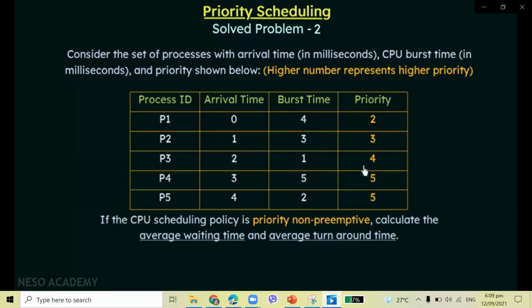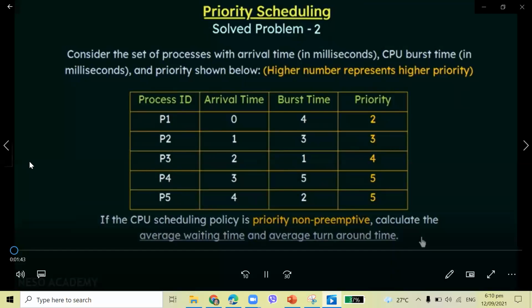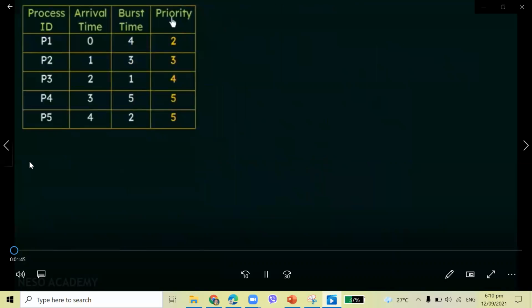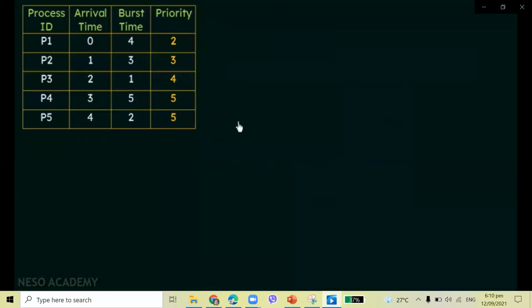So given this information, our task is to calculate the average waiting time and the average turnaround time. Let's see how we can do that. In order to solve the problem, I have copied down the same table here again. The first step, as we have already discussed many times, is to form the Gantt chart for this set of processes. Now remember that in the question it was said that this is a non-preemptive priority scheduling.